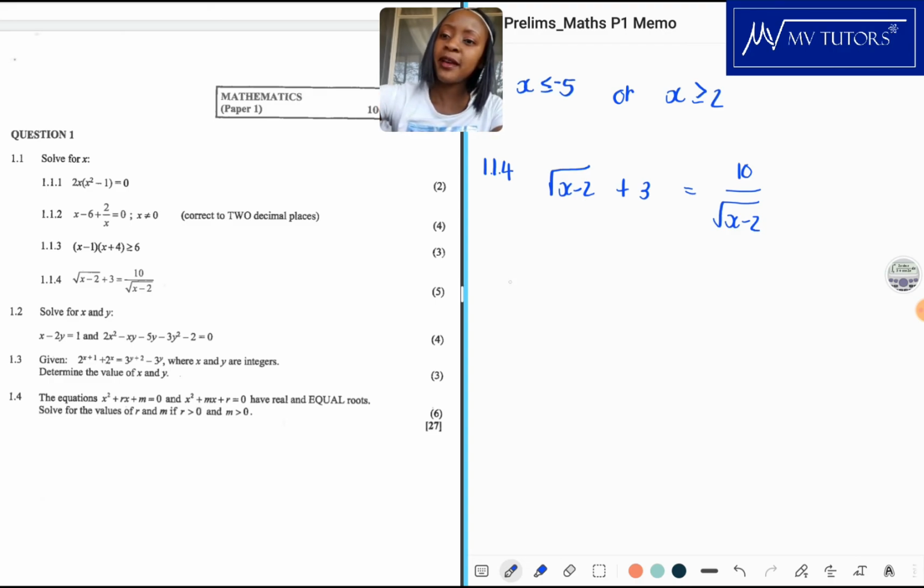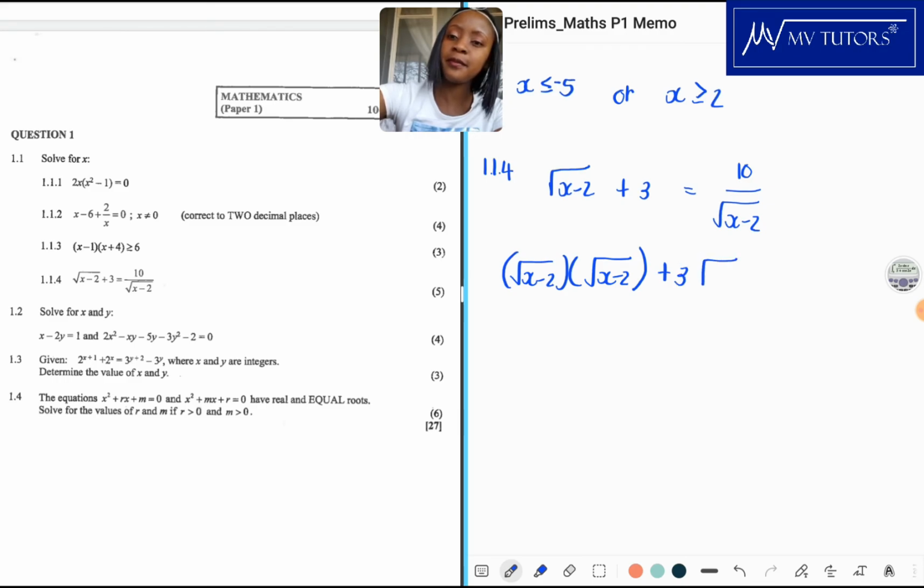So we have root x minus 2, going to multiply it with root x minus 2, then we're going to multiply the 3 by root x minus 2, and that will be equal to 10. So what I see here, I'm basically going to have (x minus 2) squared plus 3 times (x minus 2) minus 10.